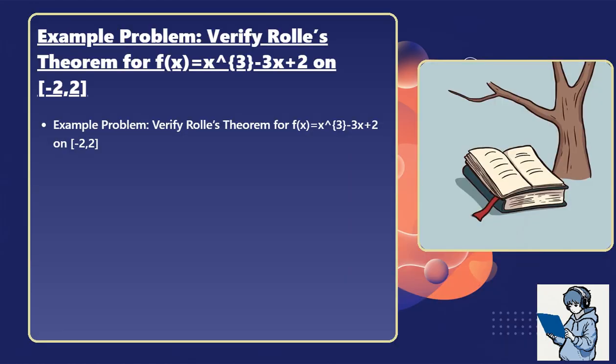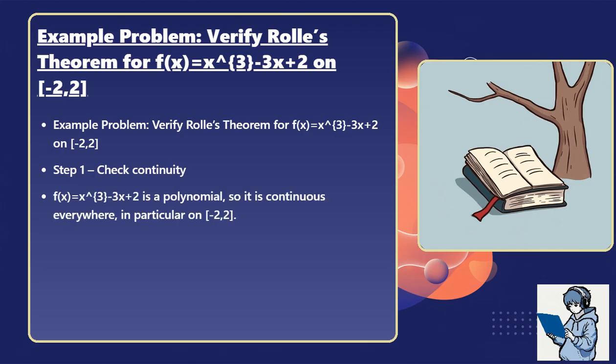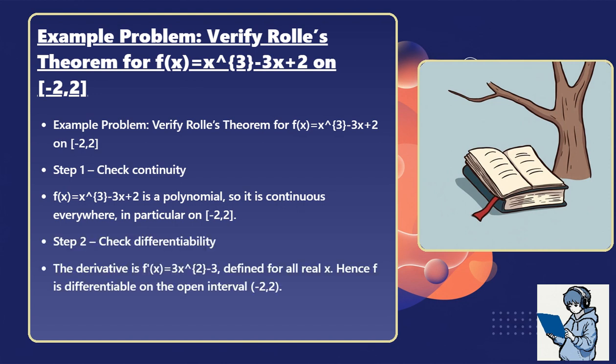Verify Rolle's theorem for f of x equals x cubed minus 3x plus 2 on the interval negative 2 to 2. Step 1. Check continuity. f of x equals x cubed minus 3x plus 2 is a polynomial, so it is continuous everywhere, in particular on the interval negative 2 to 2. Step 2. Check differentiability. The derivative is f prime of x equals 3x squared minus 3, defined for all real x. Hence, f is differentiable on the open interval negative 2 to 2.